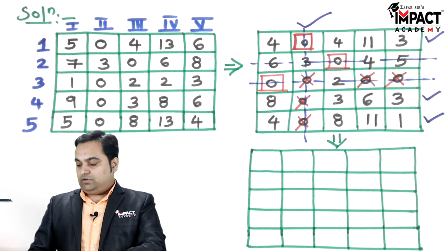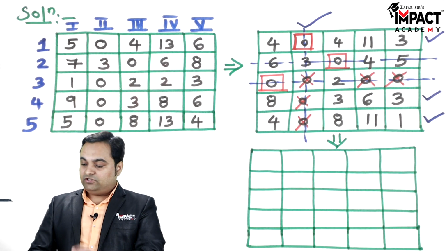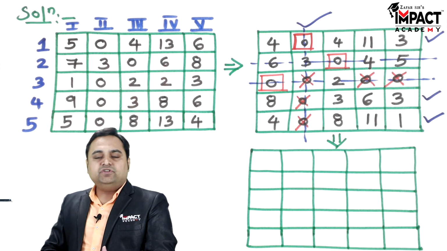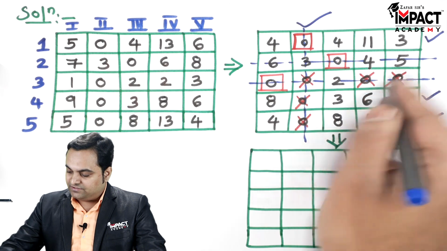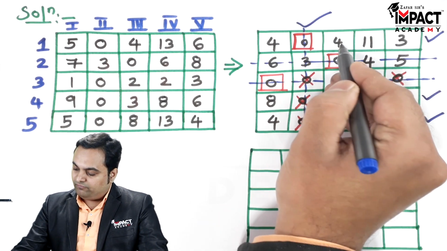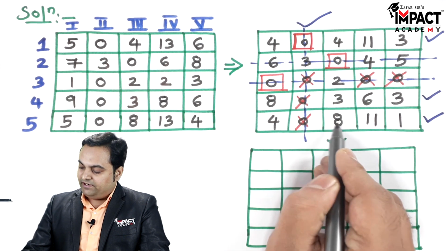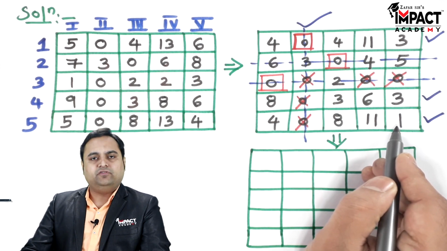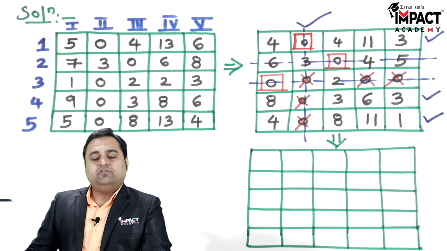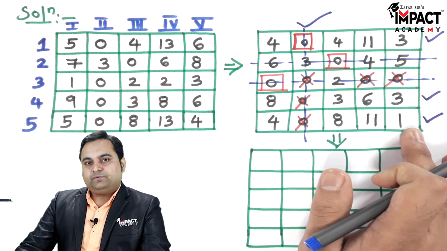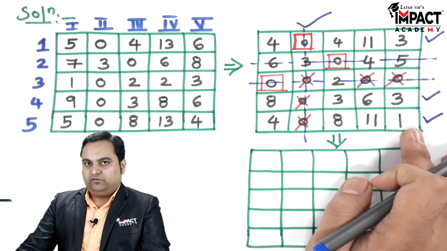Next, how to fill this table? First, check what are the uncovered values. Uncovered values means values which are not covered by these lines. So we can see 4, 4, 11, 3, 8, 3, 6, 3 and 4, 8, 11 and 1. These are the uncovered values. Out of the uncovered values, take the minimum value. So the minimum value is 1, and subtract 1 from all the uncovered values.